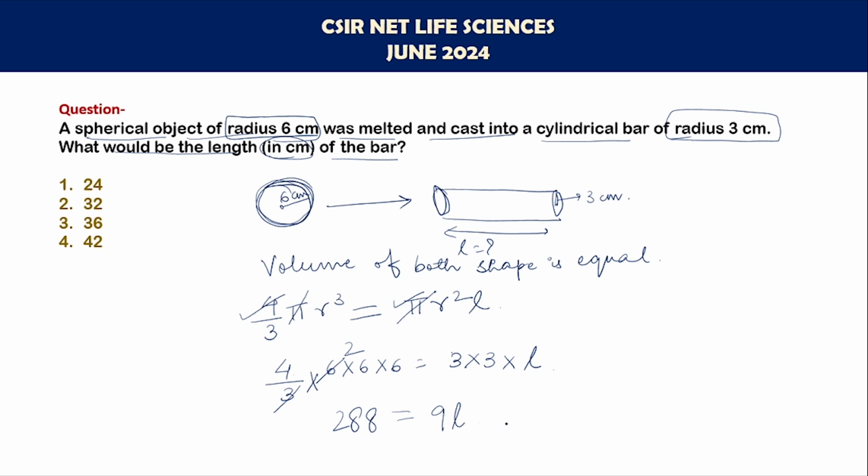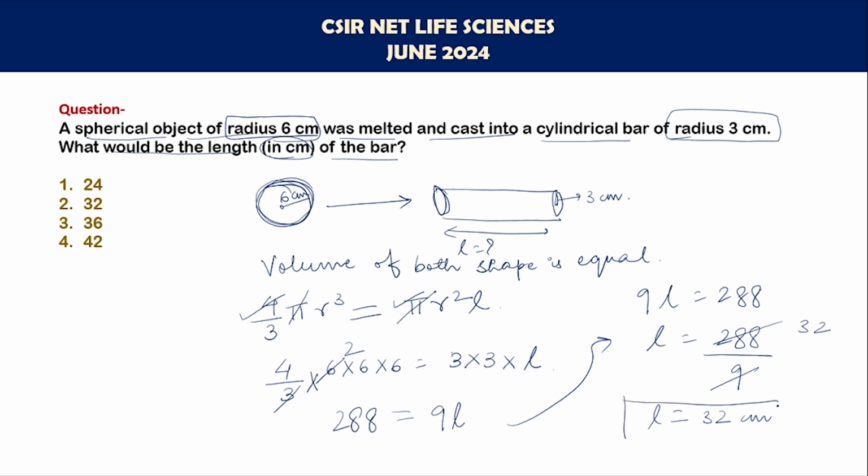That will be equal to 9L. After that I am writing over here: 9L equals 288. So L equals 288 divided by 9. If we cancel it out, it will be 32. So the answer will be 32 centimeters. The length of the cylindrical bar is 32 centimeters, so the second option is the correct option.